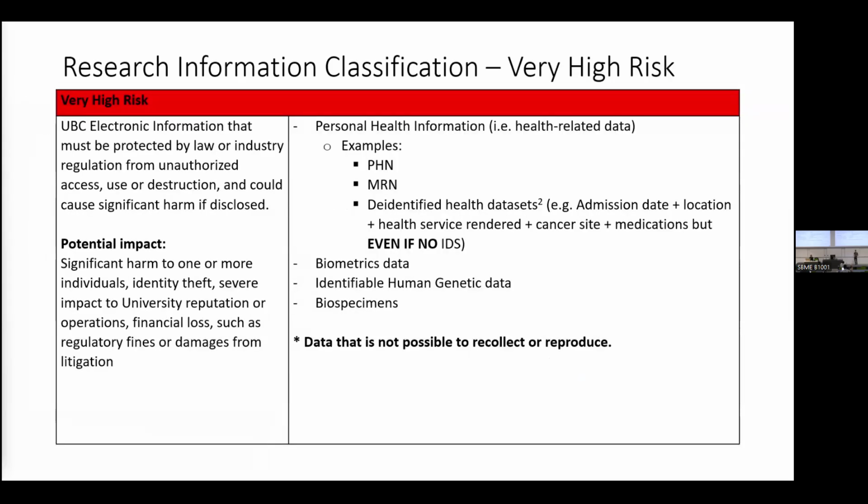And then finally, the highest classification UBC has is very high risk information. That is really when it comes to, like, if you have personal health numbers, and usually genomics data falls into that category.